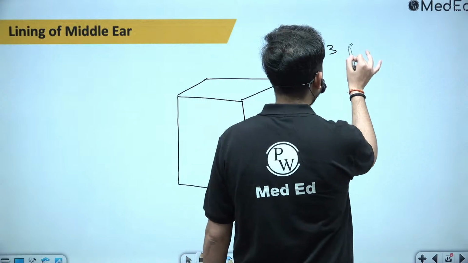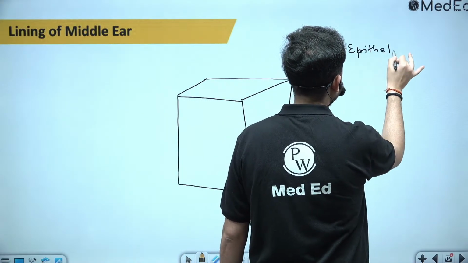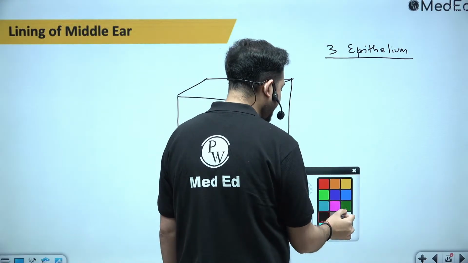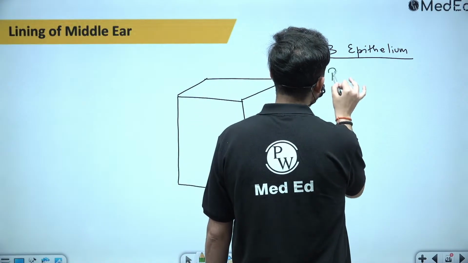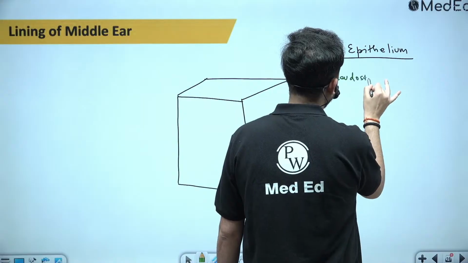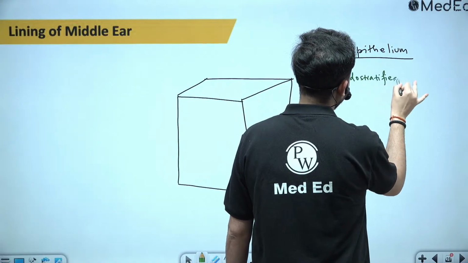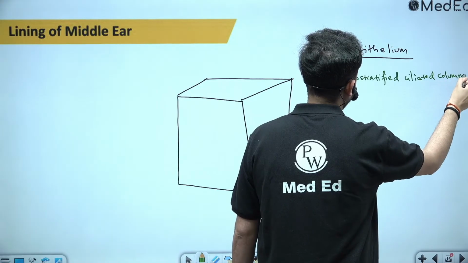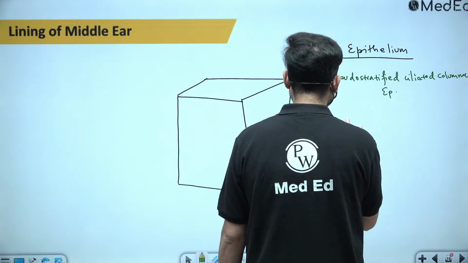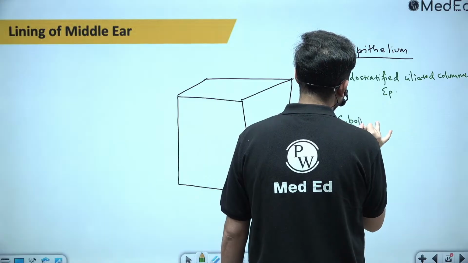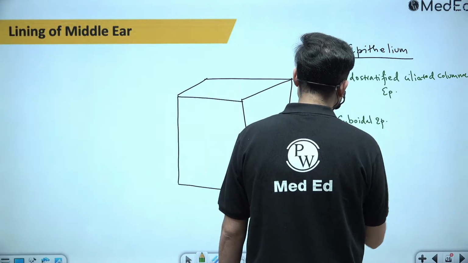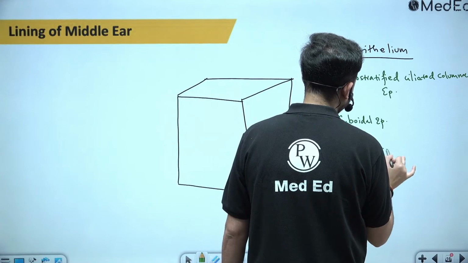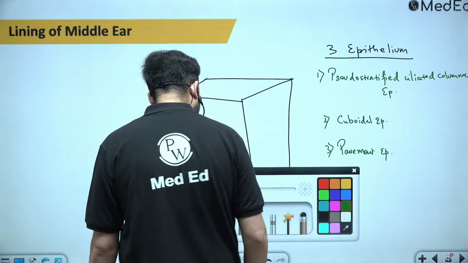What is the lining of the middle ear? Middle ear has got 3 types of epithelium. Now what are they? One is pseudostratified ciliated columnar epithelium. Second is cuboidal epithelium. Third is pavement-like epithelium.